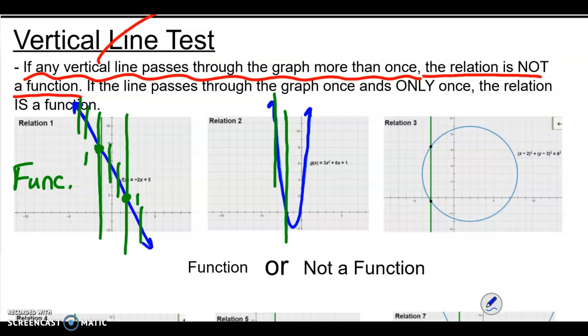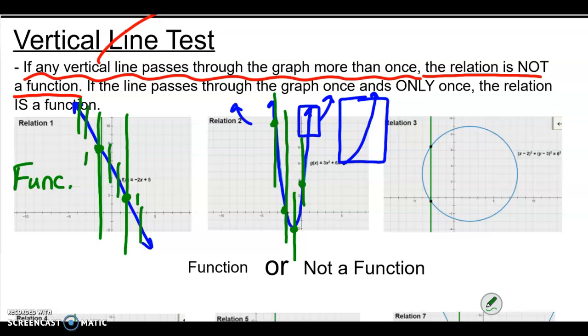If we zoomed in really, really close on any part of this blue line, you would see that it's still kind of going up and to the right. It's always going to be going up and to the left or up and to the right. At no point is this line bending or coming back in on itself. So this is kind of a tricky one just because visually it looks like it's happening all over the place, but there really is only one point of intersection no matter where we're looking. So this is a function as well.